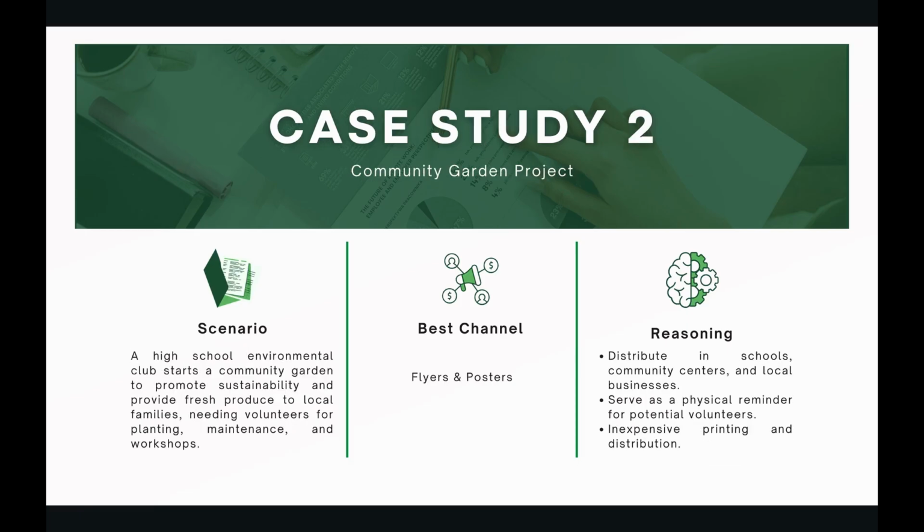And then this is case study 2. So I said I wasn't going to go into it, but I'm going to anyways. So this is a community garden project. So our high school environmental club starts a community garden to promote sustainability and provide fresh produce to local families needing volunteers for planting, maintenance, and workshops. So a good option here are flyers and posters, which is kind of ironic because it is environmental, but you can always find recyclable options maybe.